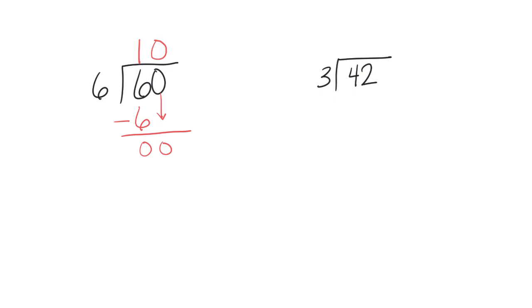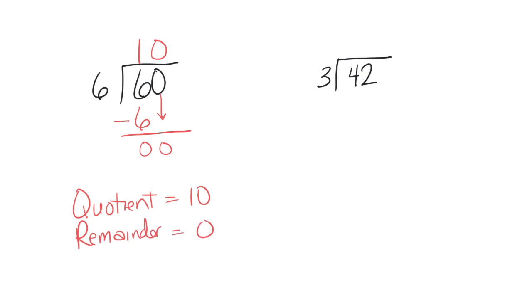Now, this is an example where there was no remainder. So when you're typing this in on the homework, they're going to ask, what's the quotient? Well, the quotient is 10. And the remainder, there is not a remainder because it went in evenly. So I'd have 0 for a remainder on that one.